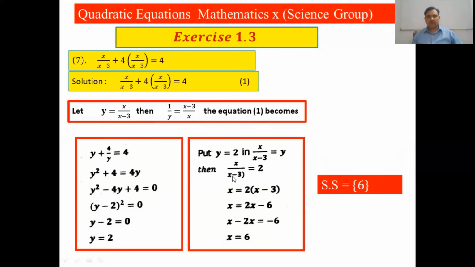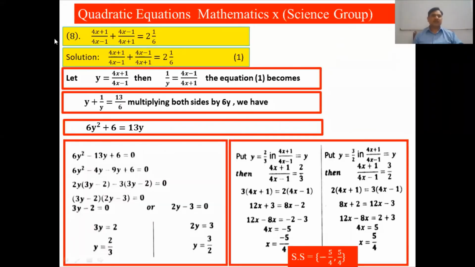We take cross multiplication. Here is maybe 1, so x into 1 we have x, and 2 will multiply with (x − 3). So x = 2(x − 3), that is 2x − 6, since 2 times 3 is 6. We shift 2x to the left-hand side: x − 2x = −6. So −x = −6, and x = 6. So the solution set is {6}.